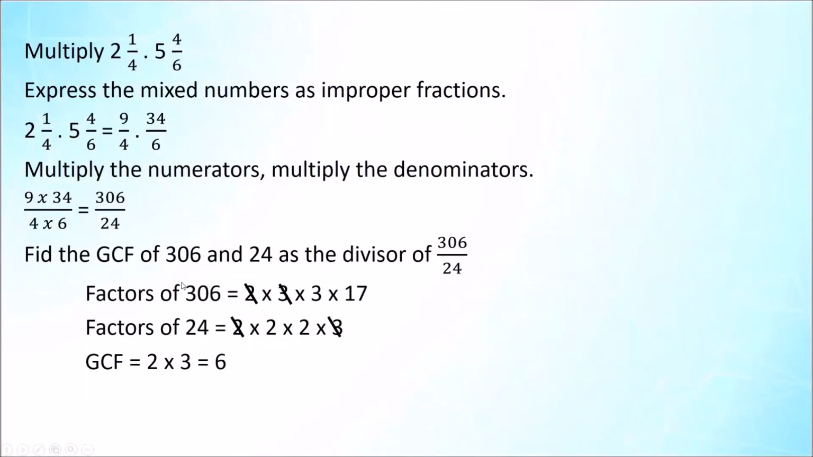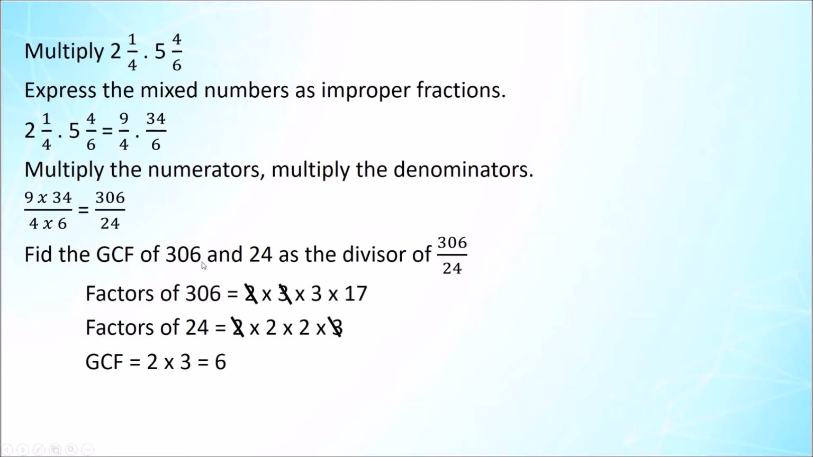Now, if the given is improper or mixed numbers, express the mixed number as improper fraction. Bago tayo mag-multiply, i-change muna natin ang mixed number to improper fraction by multiplying the denominator and the whole number and add to the numerator and copy the denominator. 4 times 2 is 8 plus 1 is 9 over 4. 6 times 5 is 30 plus 4 is 34 over the denominator of 6. Now, apply the rules in multiplication, multiply the numerators, and multiply the denominators. So, 9 times 34 is equal to 306. And 4 times 6 is equal to 24.